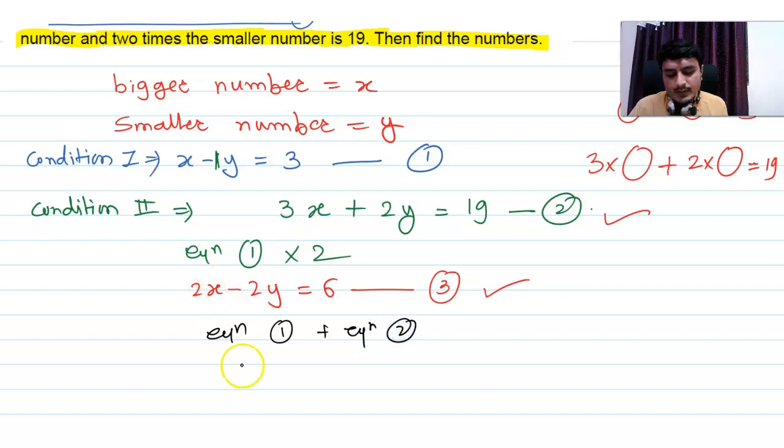We are getting 3x plus 2x as 5x. 2y minus 2y gives us 0, or gets cancelled. That is equal to, we have 19 plus 6 is 25.